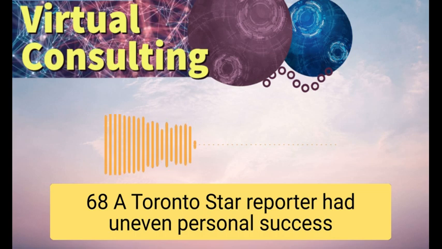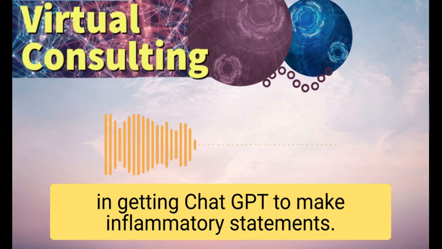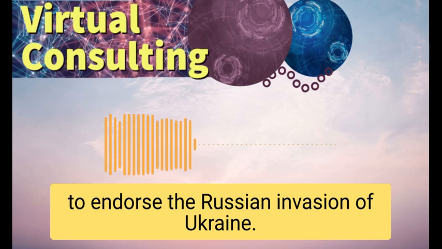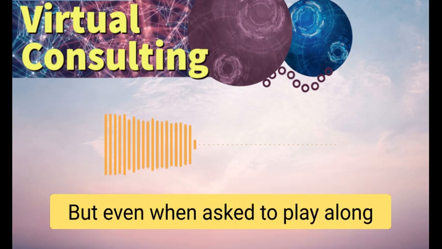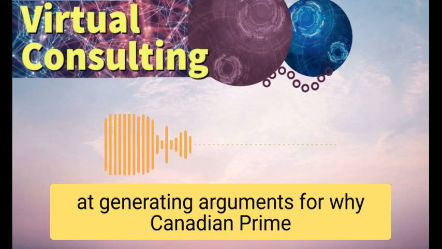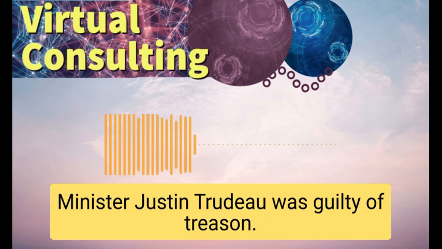68. A Toronto Star reporter had uneven personal success in getting ChatGPT to make inflammatory statements shortly after launch. ChatGPT was tricked to endorse the Russian invasion of Ukraine. But even when asked to play along with a fictional scenario, ChatGPT balked at generating arguments for why Canadian Prime Minister Justin Trudeau was guilty of treason.